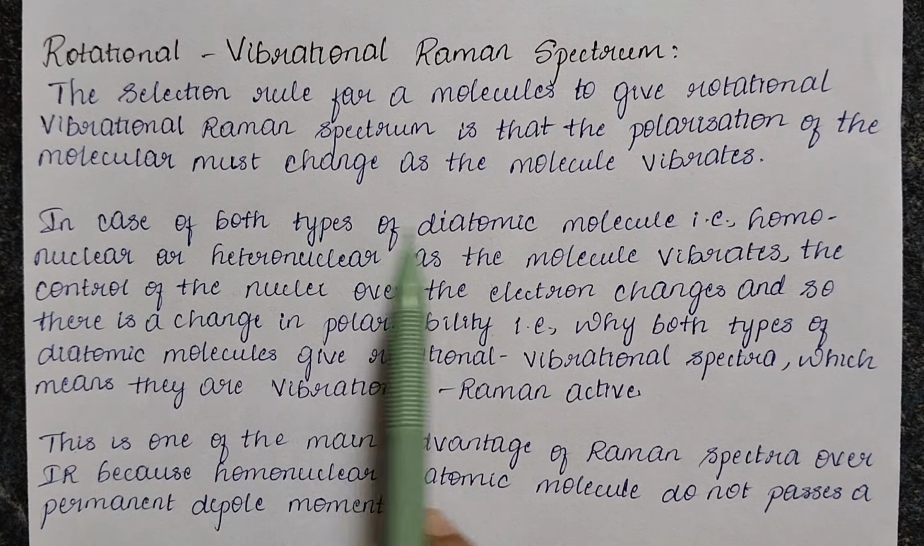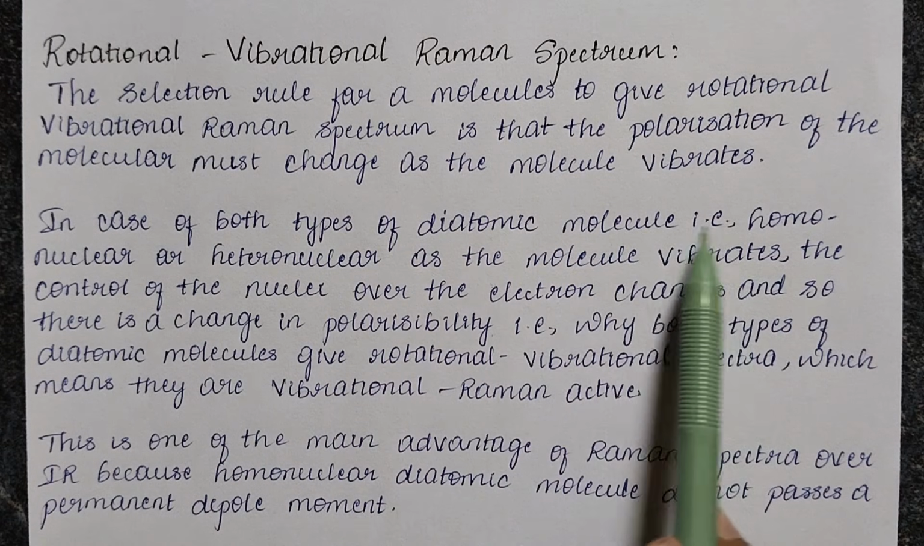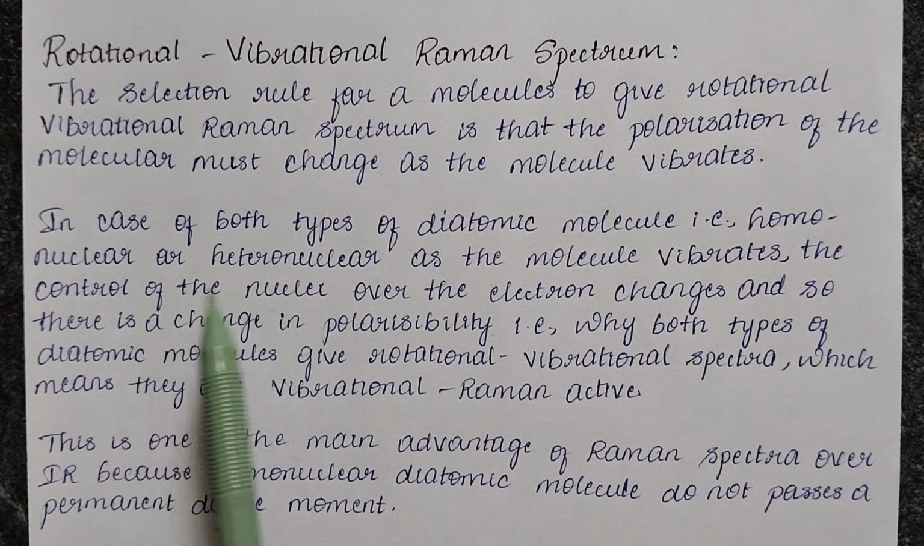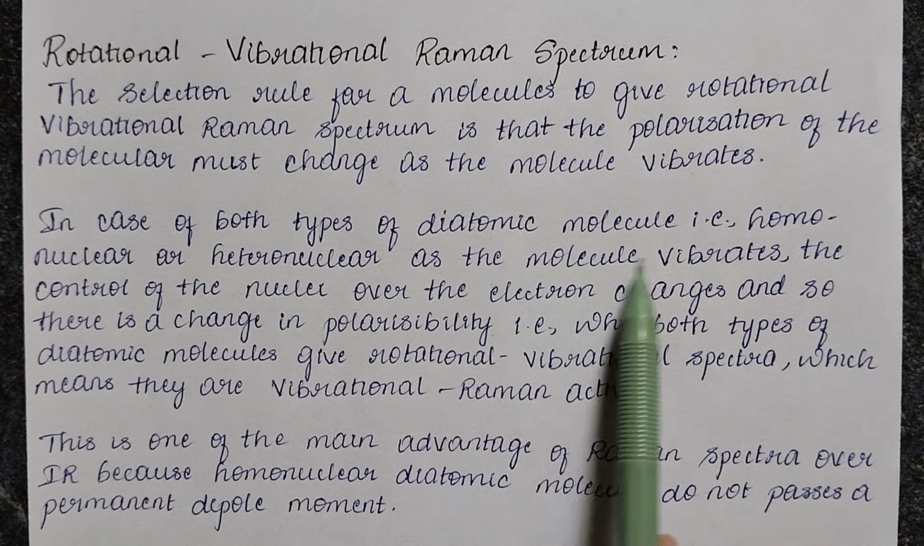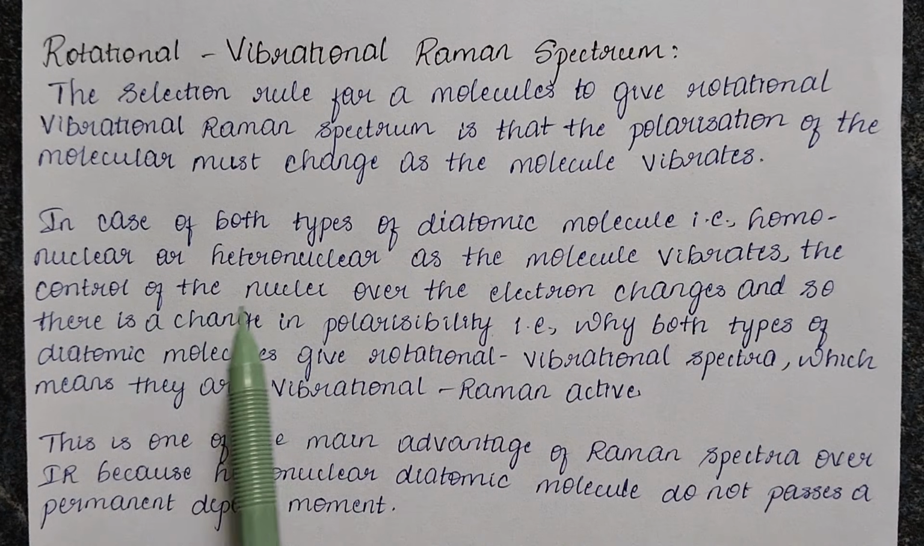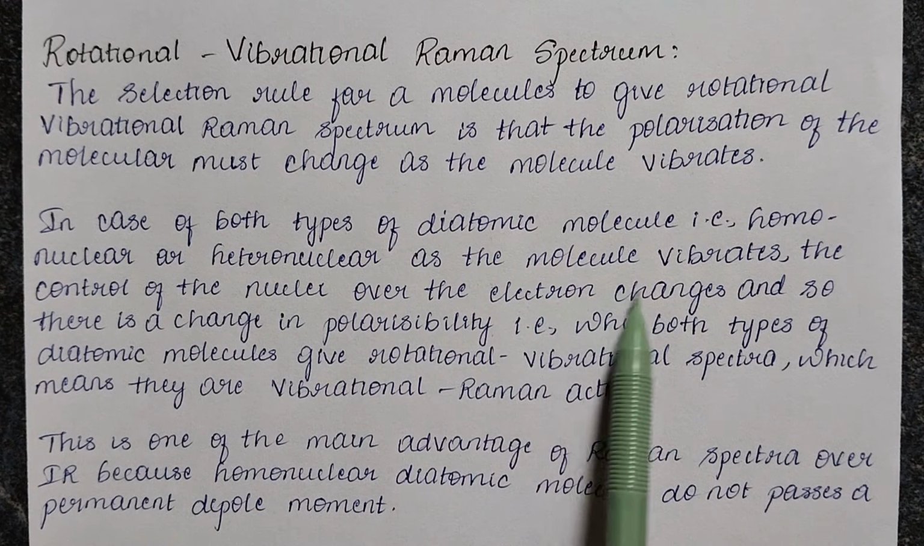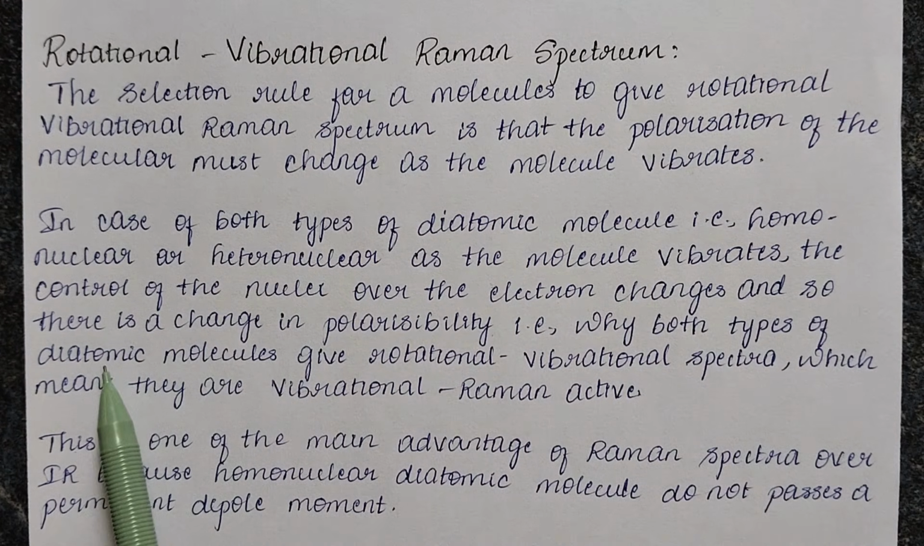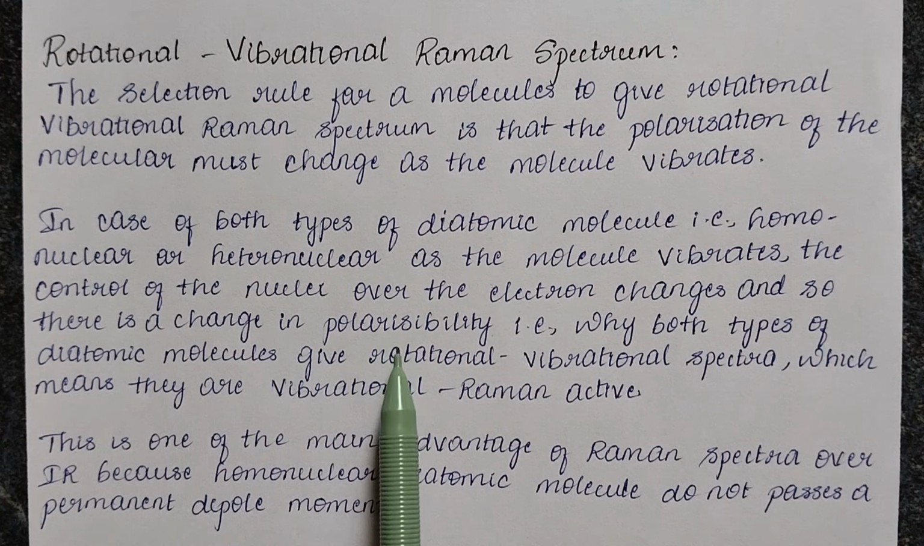In case of both types of diatomic molecules, that is homonuclear or heteronuclear, as the molecule vibrates, the control of the nuclei over the electrons will change, and so there is a change in polarizability.